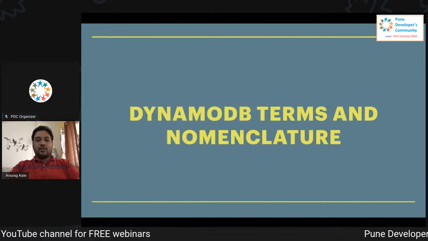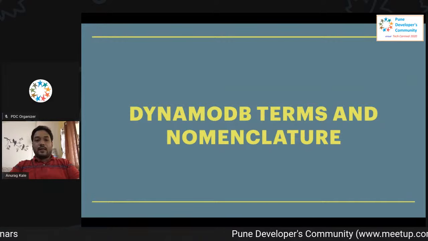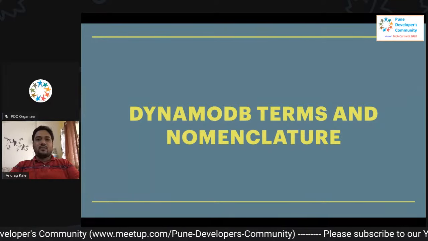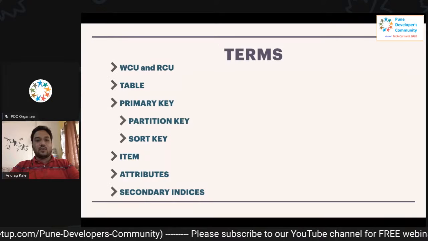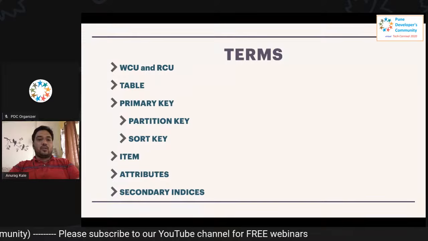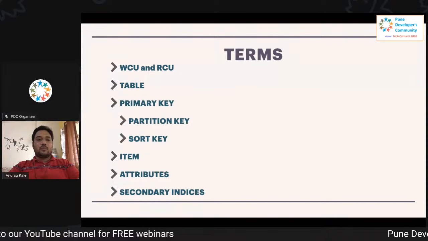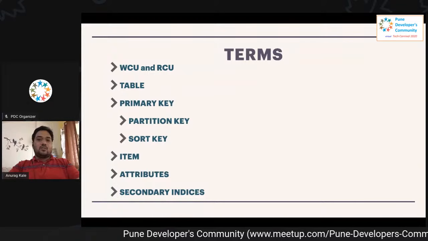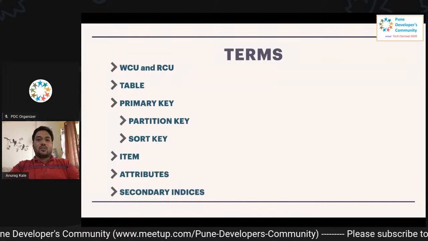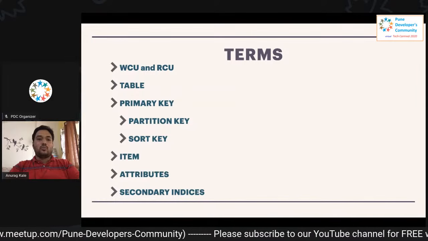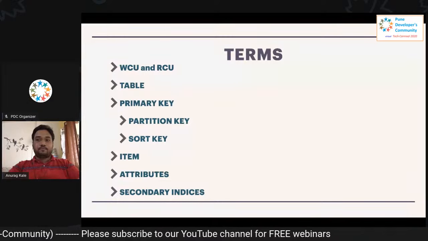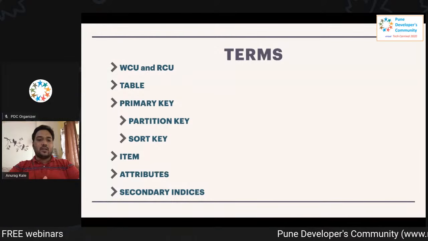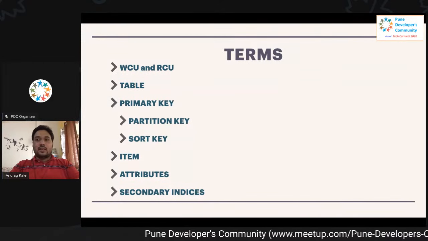So let's look at some of the terms and nomenclature in DynamoDB, and a few of these concepts could be applicable to other NoSQL databases as well. Here are a few terms that we will look into. The first one is WCU and RCU, which stand for write capacity units and read capacity units. WCU and RCU will determine how much bill or capacity you are going to provision in DynamoDB. Then we will look at concepts like what is a table, primary key, item, attributes, and then secondary indices.